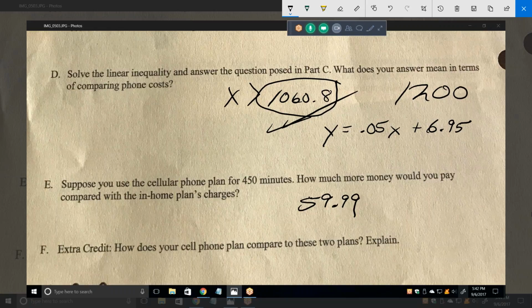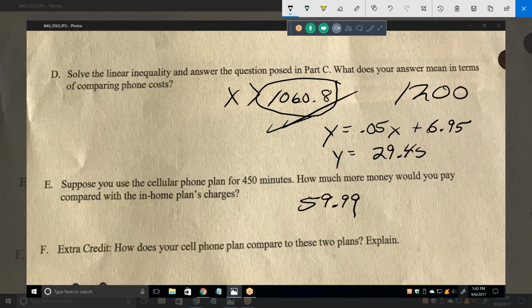So how much more money would you pay for 450 minutes? Well, let's figure out what this is. What's this going to be when we have 450 minutes? So it'd be y is equal to 0.05 times 450 plus 6.95. Let me do it on a calculator. 0.05 times 450, plus 6.95, it would be 29.45.